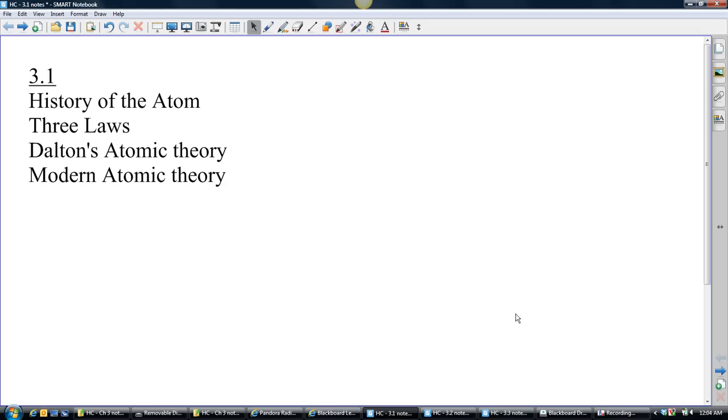In this section, we're going to focus on several different things in section 1 of chapter 3. We're talking a little bit briefly about the history of the atom. There are 3 unique laws that we will address, and then also we're going to talk about the atomic theory, sort of the structure of an atom.